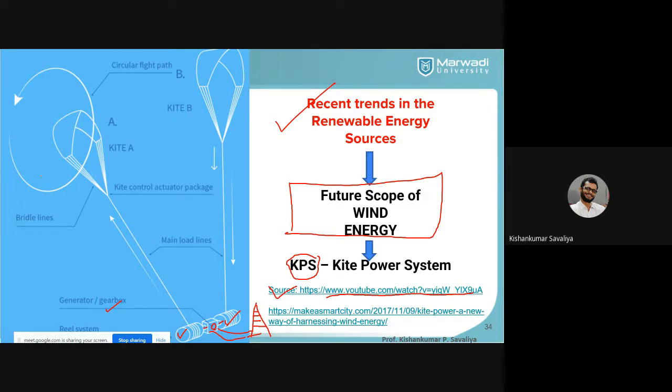So here you can see we are adding 2 types of kite.